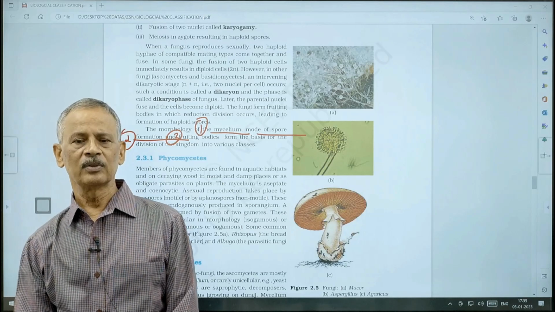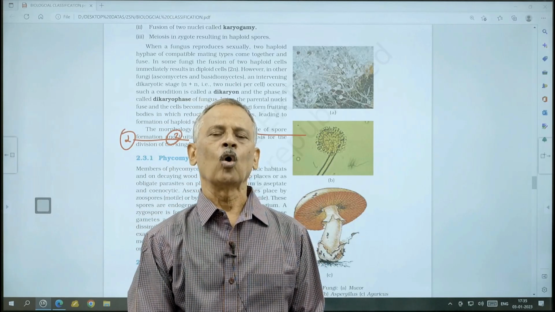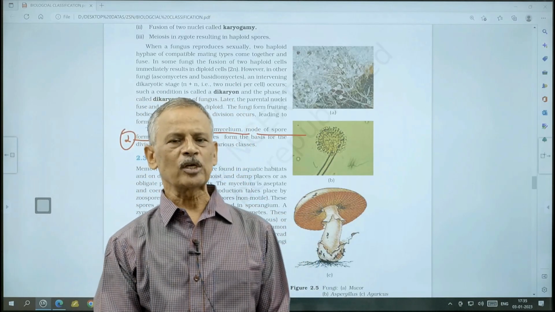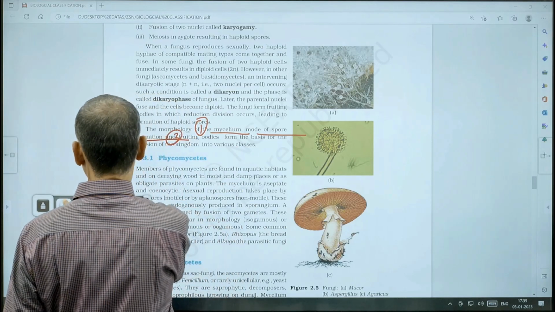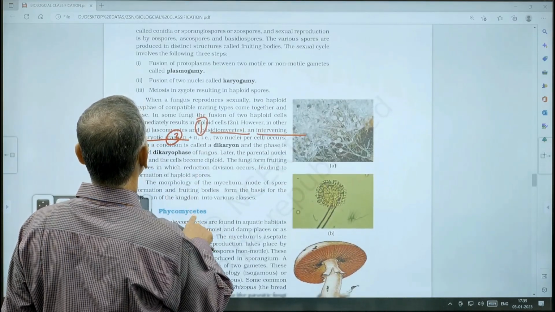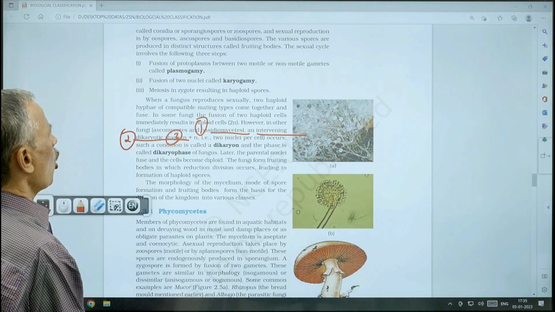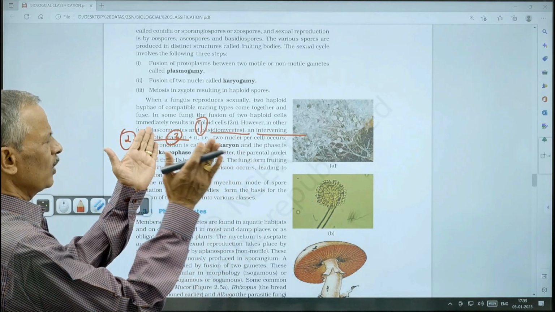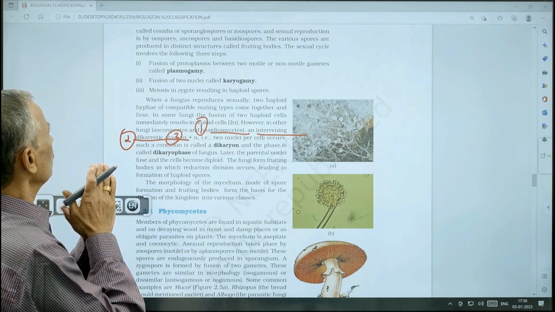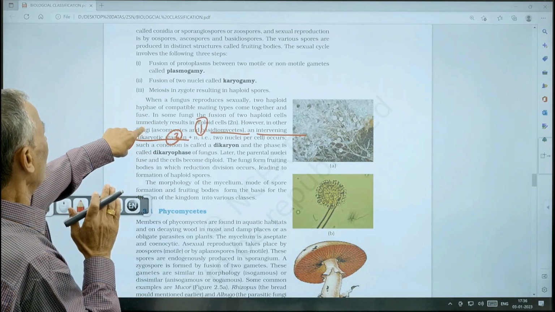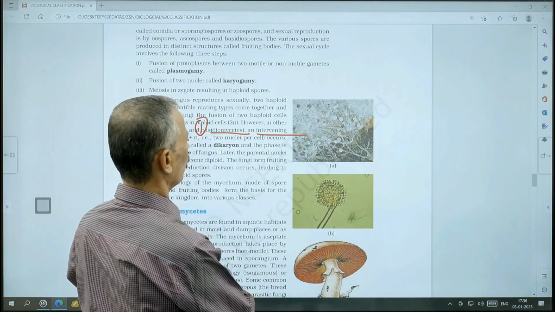Fungi can reproduce by vegetative mechanisms, by asexual mechanisms, or by sexual mechanisms. During sexual reproduction, there are three stages. What are they? In most of these fungi, there is fusion of protoplasm between two motile or non-motile gametes. Fusion of cytoplasm is called plasmogamy. Gamy means fusion. Then, after that, the two nuclei fuse. That's called karyogamy. Karyo means nucleus.